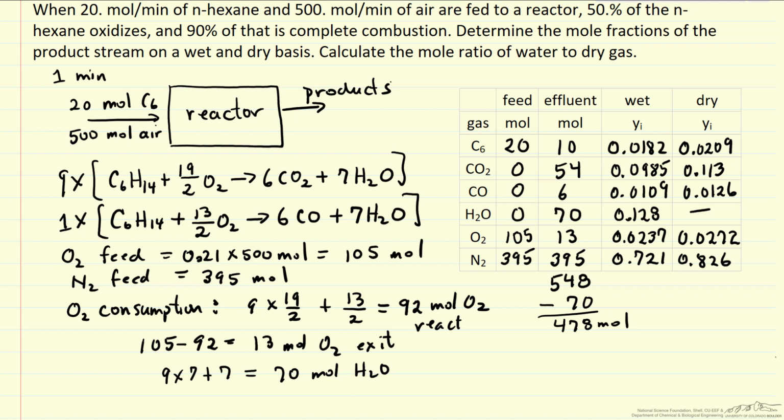And then what's the mole ratio of water to dry gas? Well, for that mole ratio, we have 70 moles of water, and we calculated 478 moles of dry gas. So this is the water to dry gas molar ratio. And that's the last thing we wanted to do in this problem, to calculate that.